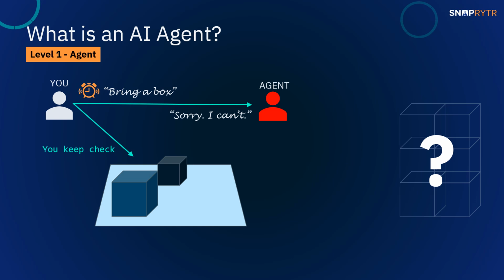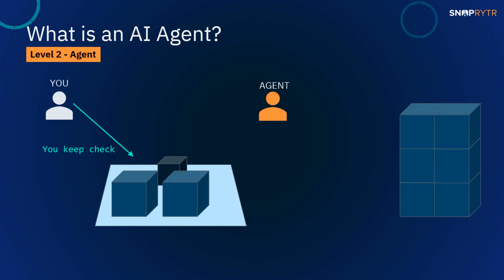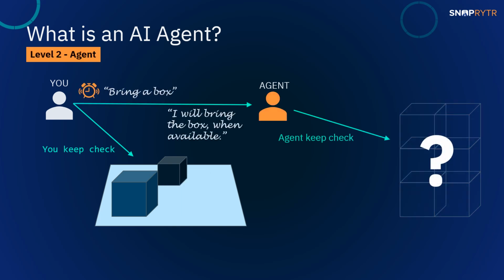So let's make it advanced. This time, we bring an agent who is smarter than the level 1 agent at least. So we hire a new person or train this agent that, hey, when you are requested to bring a box and there is no box, you keep checking if the box is there. As soon as you find the box here, you will bring the box. So the agent says, okay boss, I will bring the box when it's available.